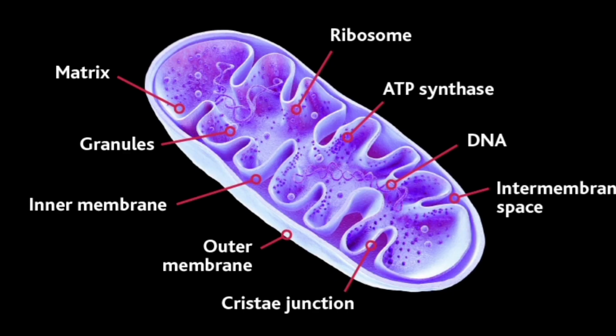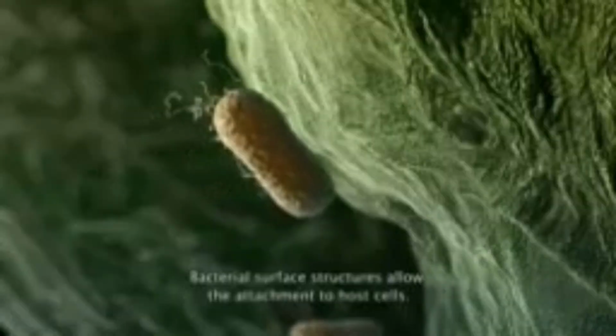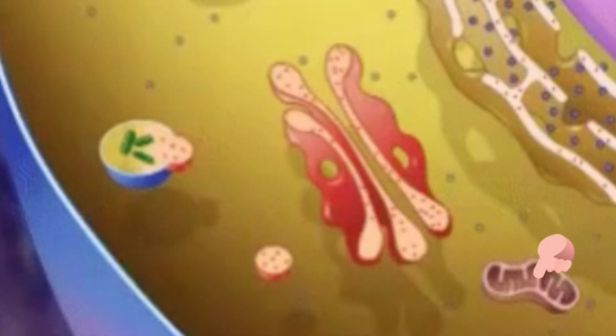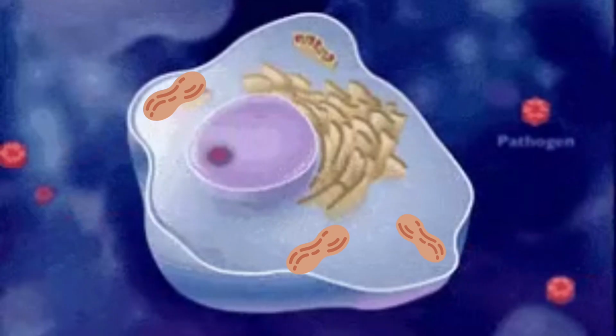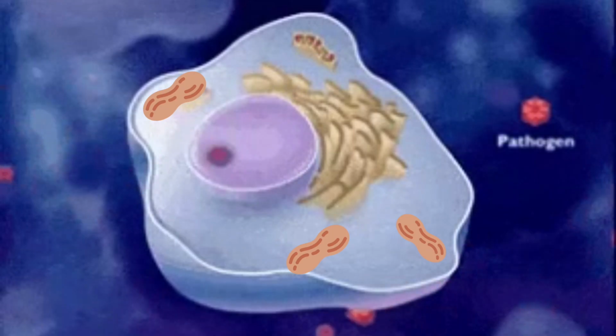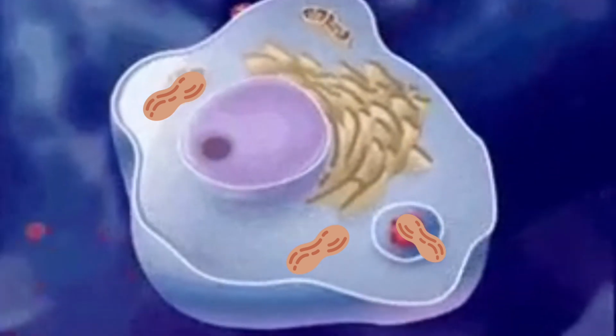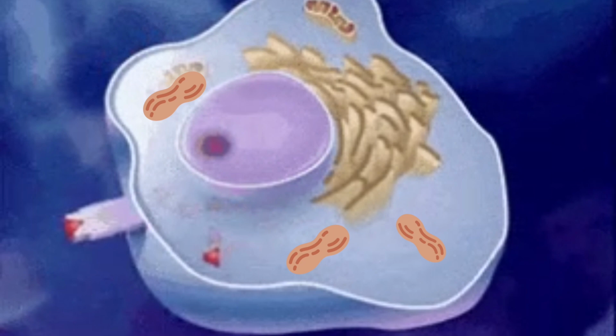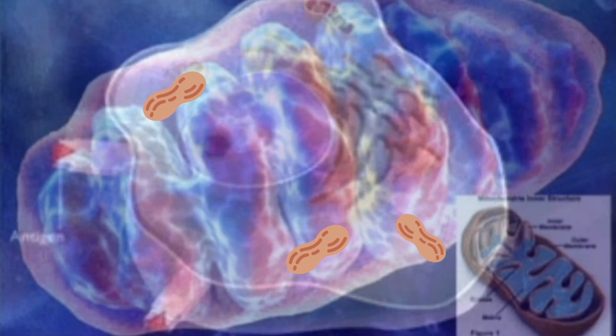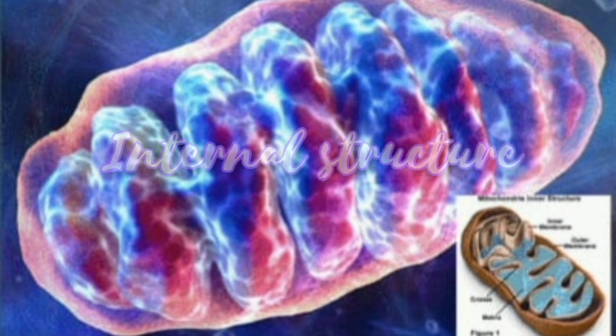Mitochondria are very small sized, rod-shaped cell organelles. In unicellular organisms, there is a single mitochondrion, while in the multicellular organisms, the number of mitochondria varies from 50 to several thousands depending on the physiology of the cell. Now, how does the mitochondria look internally?